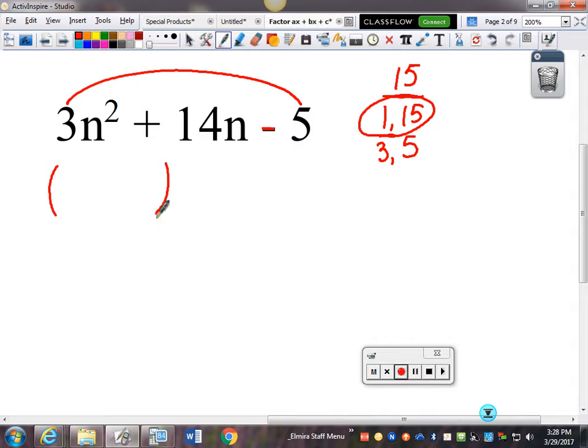Next, I'm going to start setting up my binomials. But here's where there's a trick to it. I know that I need this coefficient to be a 3, and one of these binomials is going to have a 3 in it. But I don't know which one. So for the time being, I'm going to put it in both. Now, how do I get a plus 14 specifically out of 1 and 15? It would be a minus 1 and a plus 15. I'm just going to plug those in.